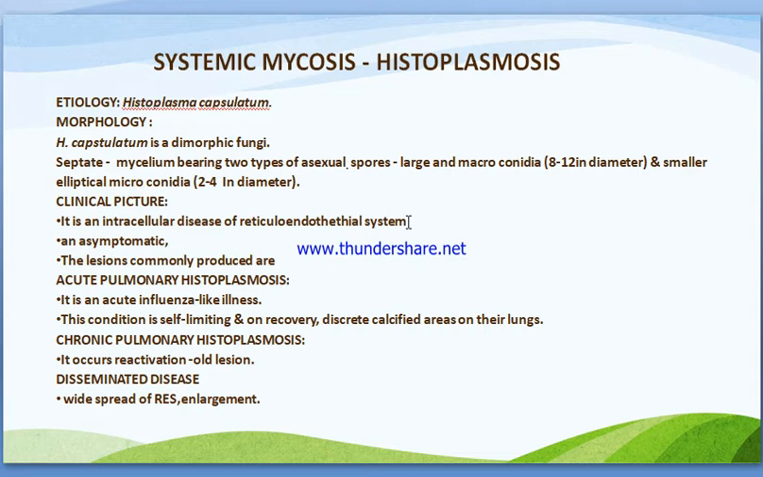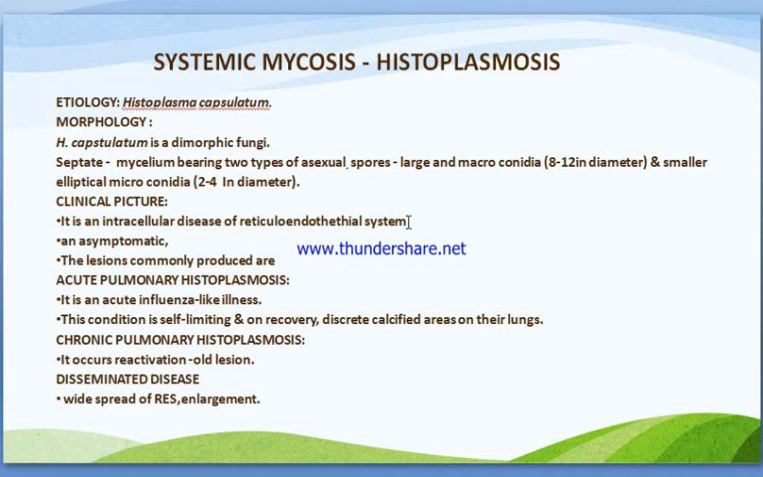The second is chronic pulmonary histoplasmosis. It occurs either due to reactivation or healing of old lesions, or due to the formation of cavities in the lungs due to permanent lesions. Mainly, some people who were already affected by primary histoplasmosis, after recovery, the spores present in the old lesions sometimes get reactivated and lead to this secondary infection.